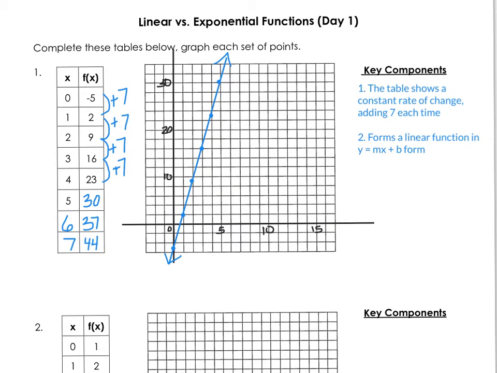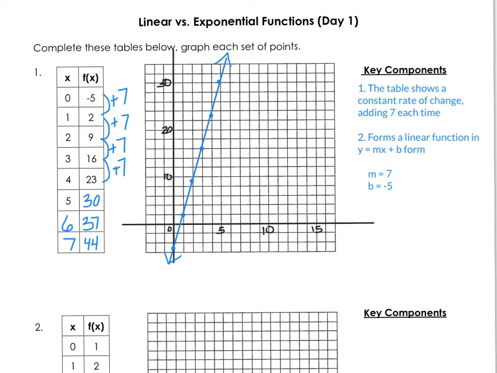So that means I could write the equation by using y equals mx plus b form. What is the slope? What did we change by each time? Well, the slope was up 7 to the right 1. So rise over run, that would mean that my m value is 7. And the y-intercept I can also see because I know that when the x value is 0, that means that I'm on the y-axis, and I can also look at the graph, the y value would be -5.